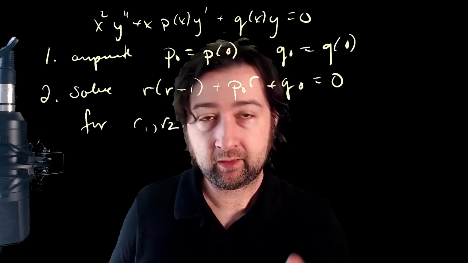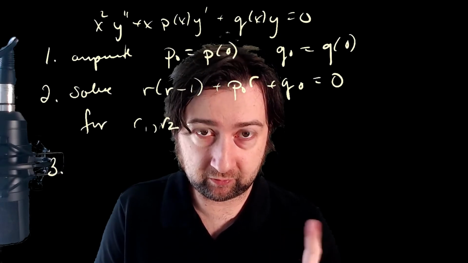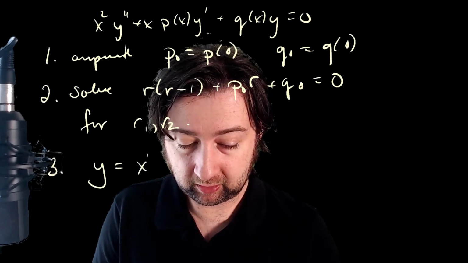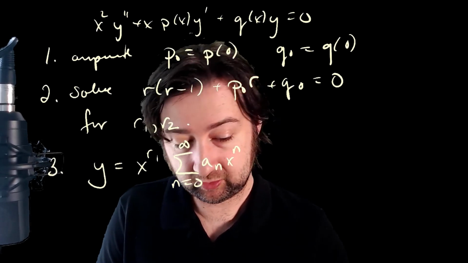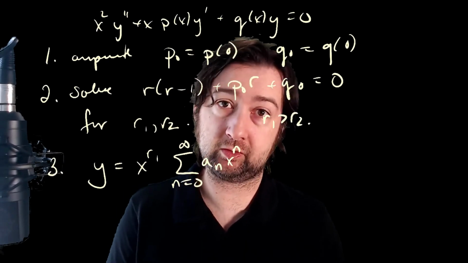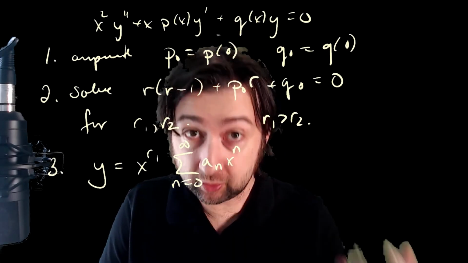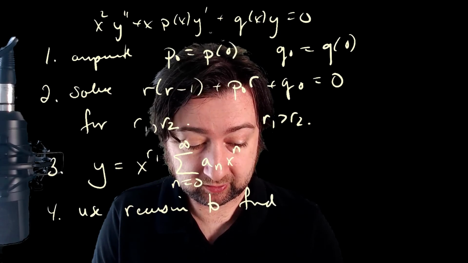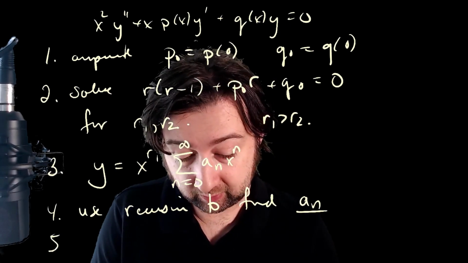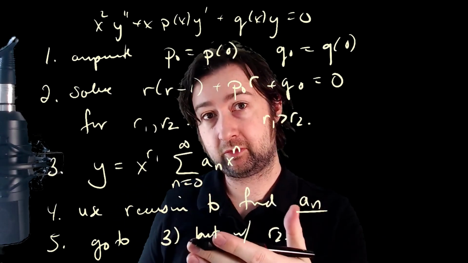Once I've done that, now I'm going to go looking for a Frobenius solution. So step 3, I assume that I have a solution of the form y is equal to x to the r1 times the sum from n equals 0 to infinity of a_n x to the n. And I should say here, I'm taking the larger of the two roots. So take r1 to be whatever the bigger of the two roots is. Once you've made this assumption, you use recursion, and you do the recursion exactly the way we did it in the last section. Use recursion to find a pattern for the a_n's. And then step 5 is you just go to 3, but with r2. So you do it again where you have another solution in terms of r2.